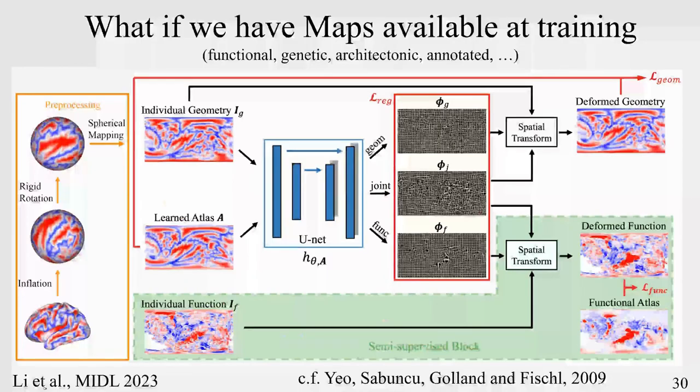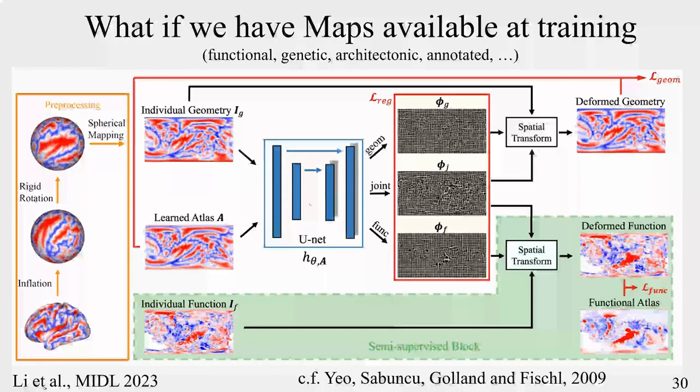Here's what the network architecture looks like. One of the things we don't want to do is we don't want the auxiliary maps to go through the comms of the network, because we don't want to require the auxiliary map to exist at test time. These are maps that we want to have access to at training time, but not at test. So the way this works is we input a single spherical parameterization. This is the individual subject geometry and a single individual functional map for that same subject. So here's the individual geometry, here's the individual functional map.